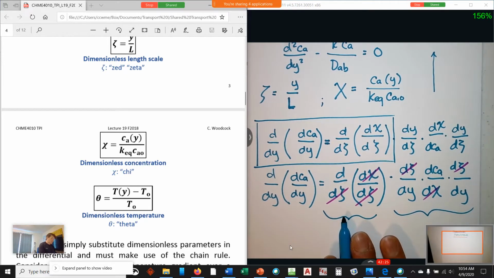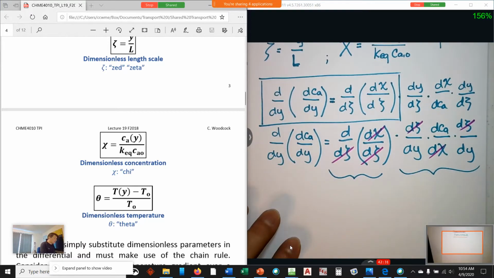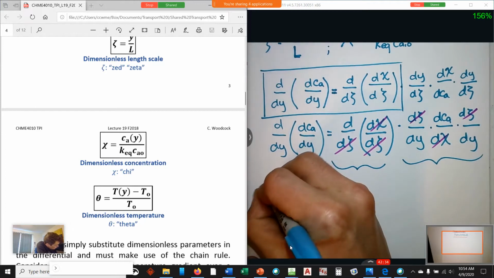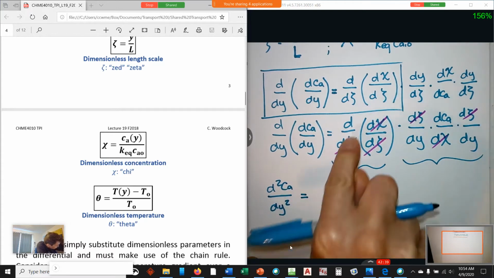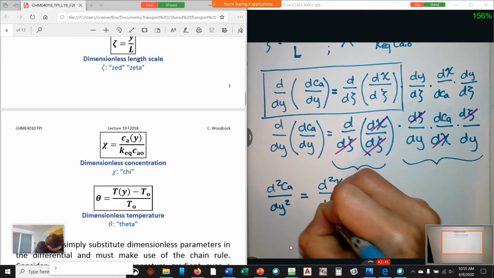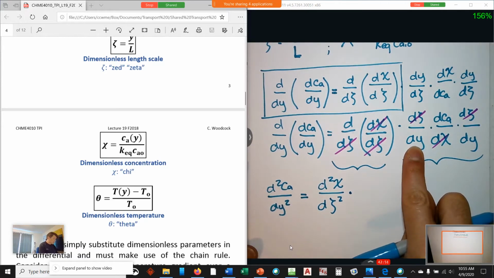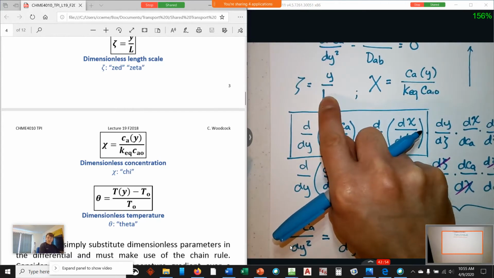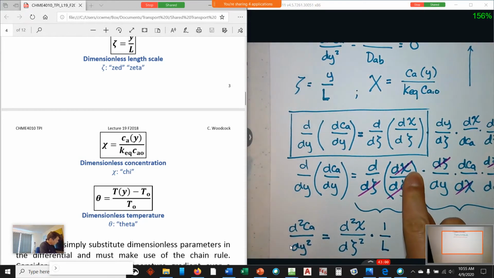We'll keep these terms here, and then we can make a replacement with the second order concentration gradient in y. So d squared Ca dy squared equals d squared chi d zeta squared times, we can evaluate this, d zeta dy. The change in zeta with respect to y is 1 over L. We actually have another d zeta dy here. That's going to be 1 over L also, 1 over L squared.